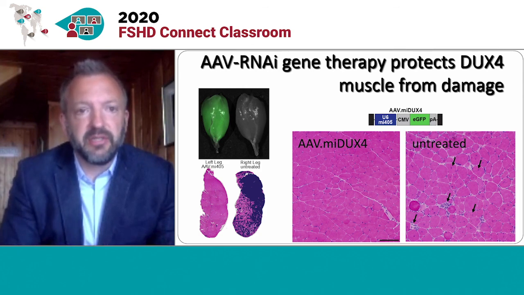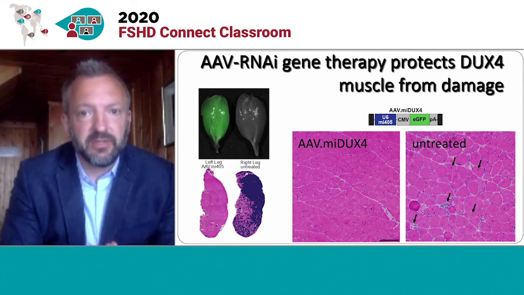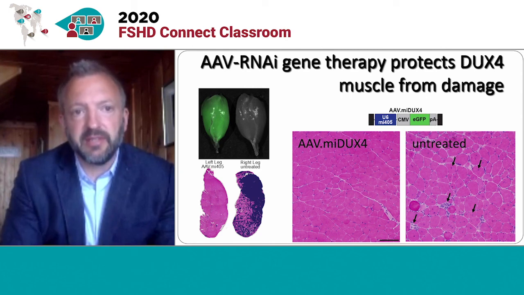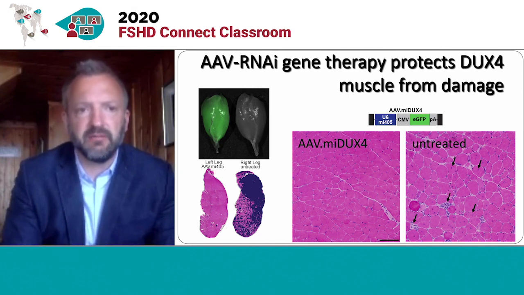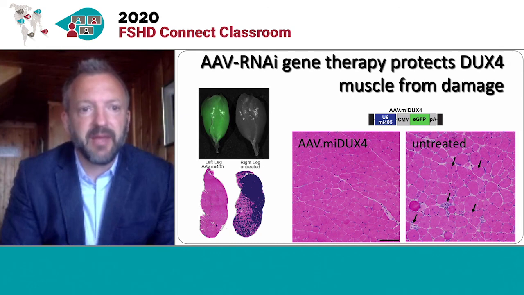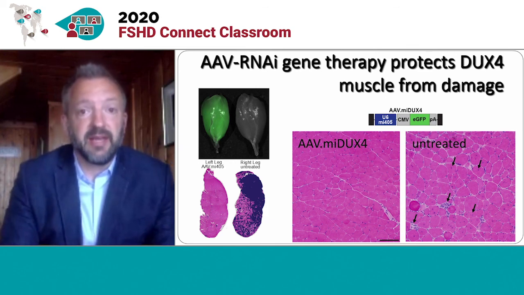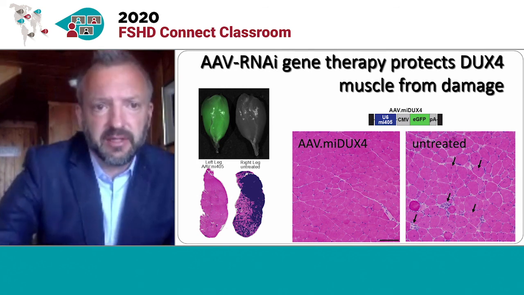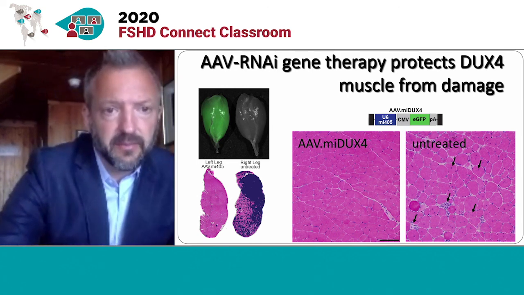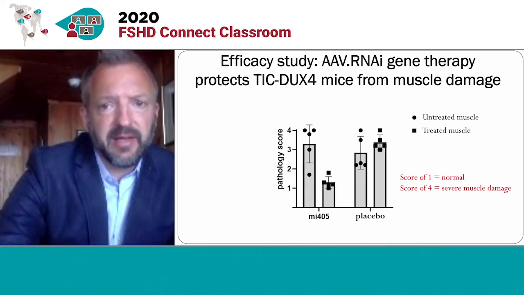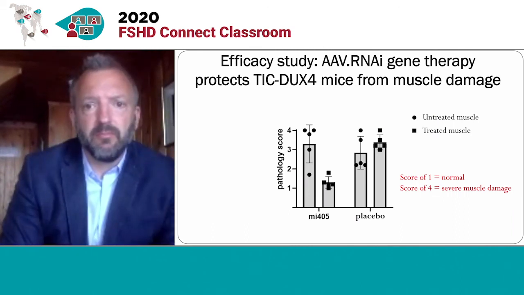And I think what you can appreciate is the mouse on the left, which expresses our microRNA plus this green fluorescent protein gene from jellyfish, so we can track where the virus is going, has very little of that blue damage. So we're able to protect this mouse model from DUX4-induced damage by injecting these muscles with our AAV vector expressing this microRNA.